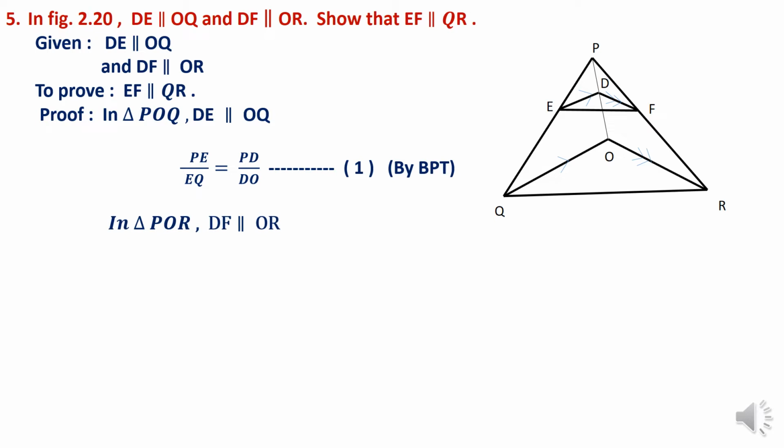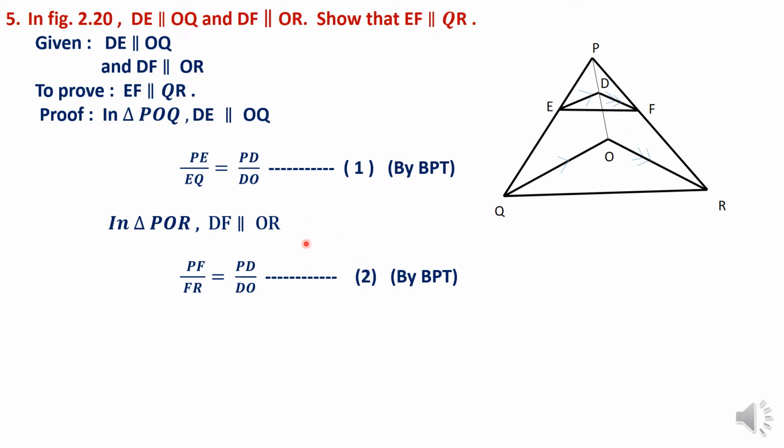Also consider the triangle POR. Given that DF is parallel to OR, applying basic proportionality theorem, PF upon FR is equal to PD upon DO. Consider this as equation 2.